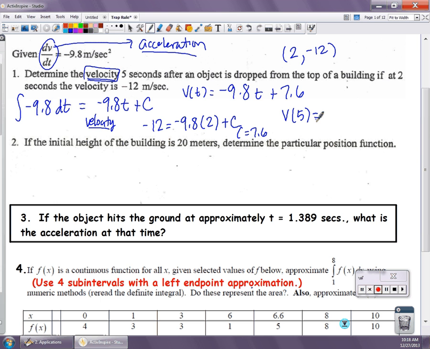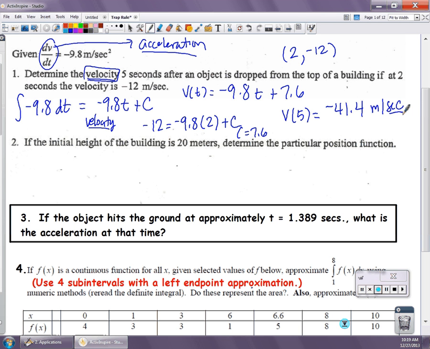So v of 5 is negative 9.8 times 5 plus 7.6, which gives me negative 41.4. What are my units here? Meters per second. So we know because the velocity is negative that the object is still falling at a speed of 41.4 meters per second.